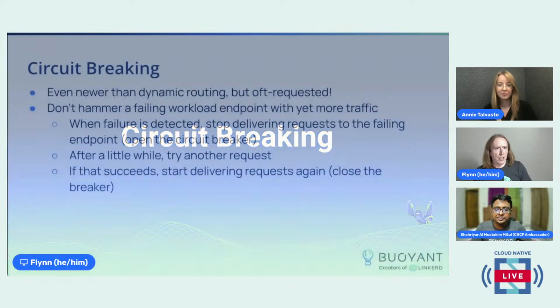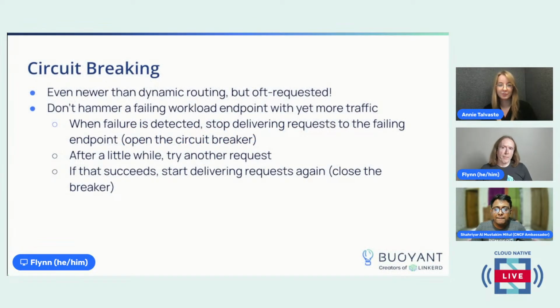Circuit breaking. This is even newer than dynamic routing. The idea behind circuit breaking is that if you have a failing workload endpoint, it probably does not make sense to keep hammering the failing endpoint with yet more traffic and make it fail harder. So when we see a failure, or when you see some group of failures, then the idea is that the circuit breaker will open so that traffic to that endpoint stops. After a little while, you can try another request, see if things are working, and if they're working again, then you close the circuit breaker and let requests go through again.